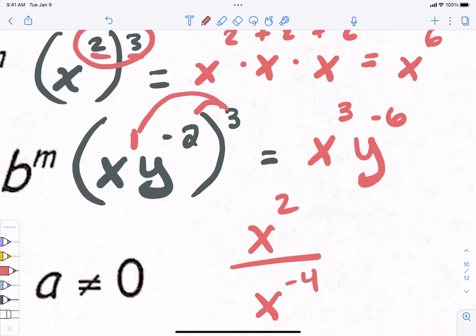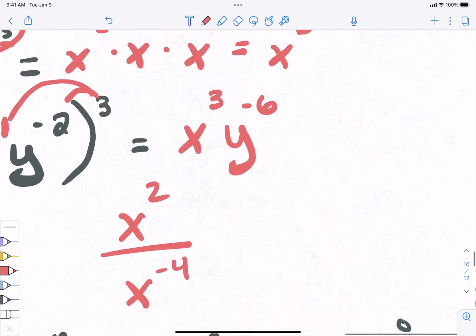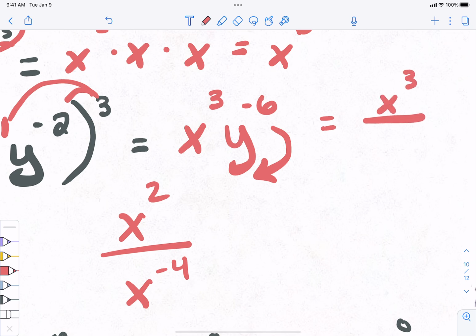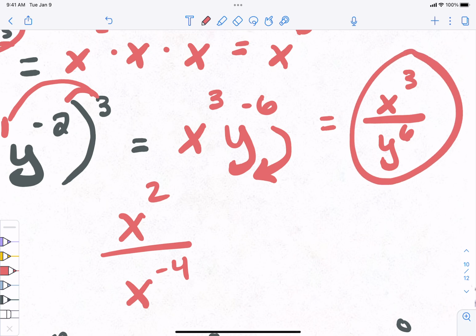Okay, for this homework assignment, do not leave any of your exponents negative. How do we fix the y? Switch it to the bottom. So what will that look like? X cubed over y to the 6th. That's how you'll write your answer. Don't leave any exponents negative.